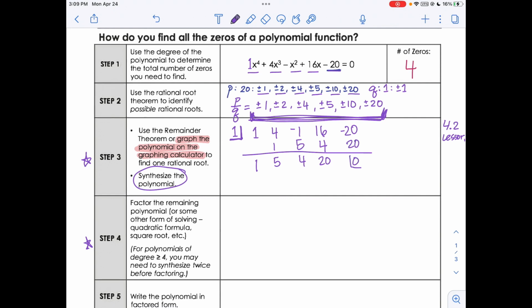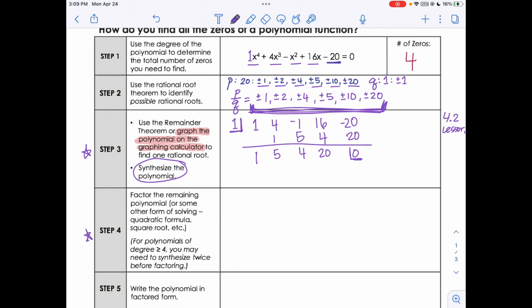So we have a remainder of 0, which means this 1 is a root because it is a factor. So the root is 1. So one of the factors of the polynomial is going to be x minus 1. Remember, it has to be the opposite of the root.